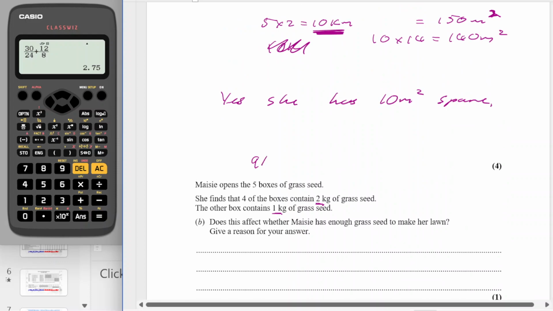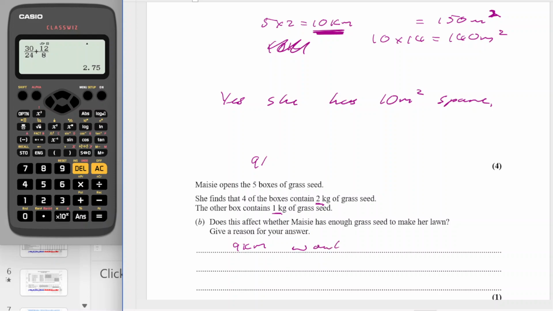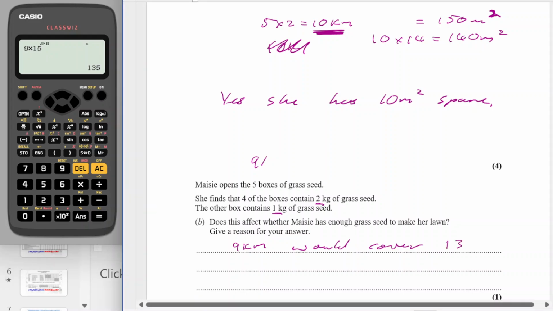9 kilograms would cover 9 times 15, would cover 135. I was just reading it. She doesn't have enough now. So my answer would be no, but then actually it says, does this affect whether she has enough grass seed for her lawn? Yes, it does affect. She does not have enough now.